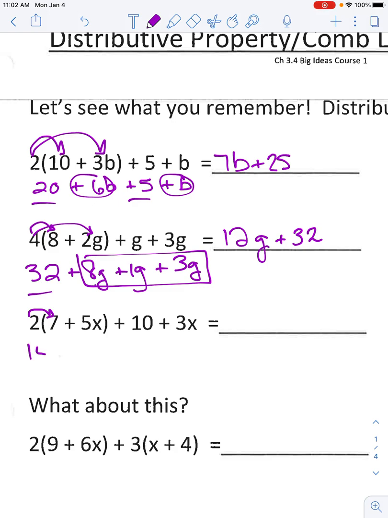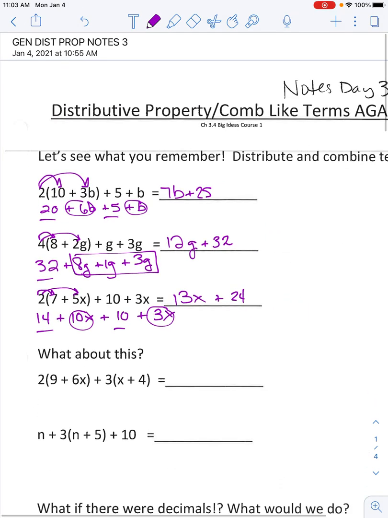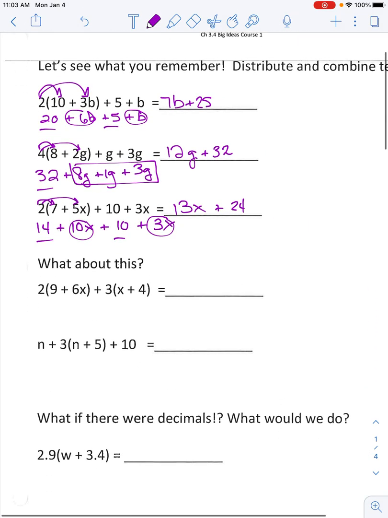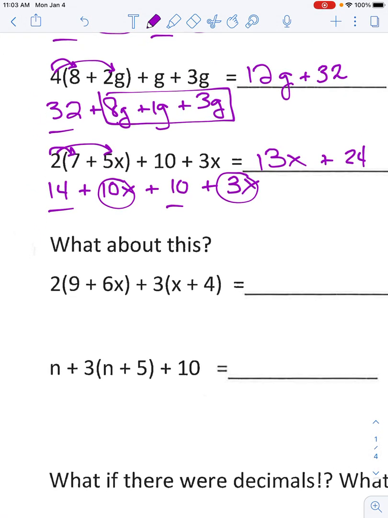And then this last one, 2 times 7 gives me 14, and 2 times 5x gives me 10x. And then we can bring down everything that was not inside parentheses and combine like terms. 10x plus 3x is 13x's, and then 14 plus 10 is 24. Okay, so that should be review. Here, these just look a little bit differently.